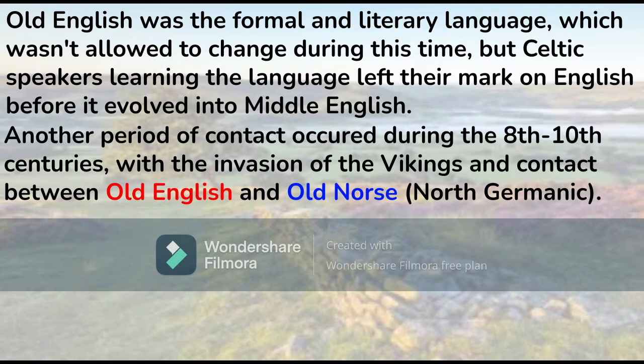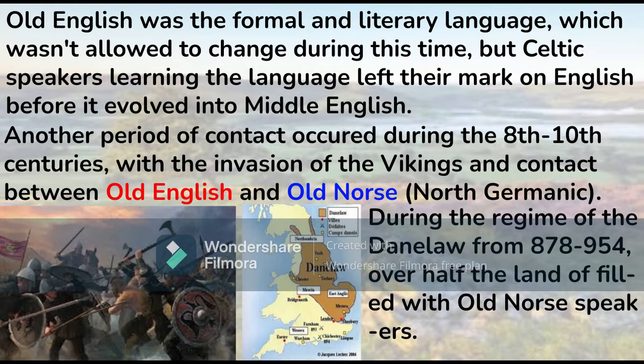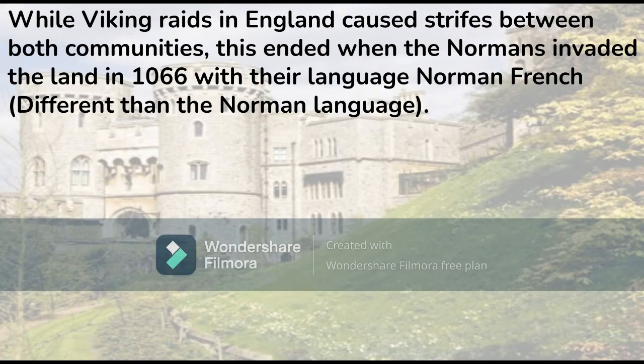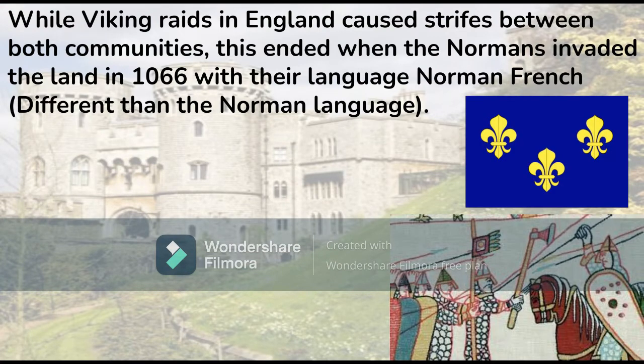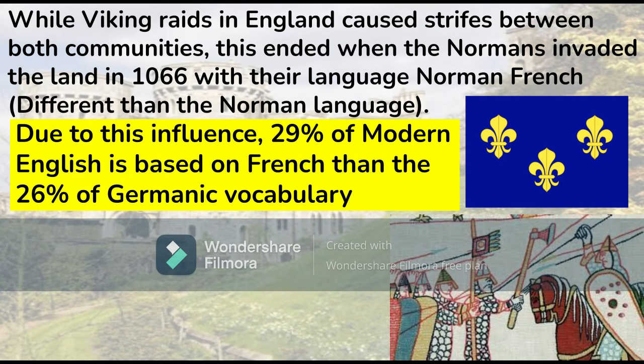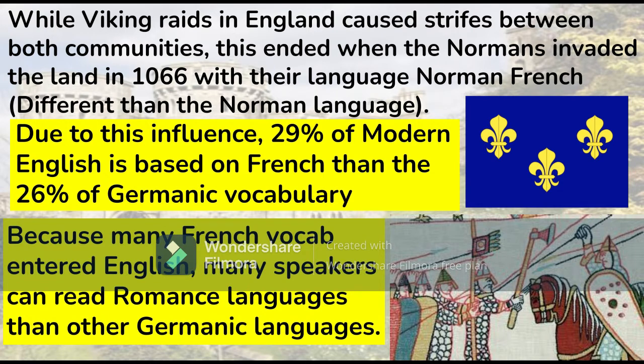Another period of contact occurred during the 8th to 10th centuries, with the invasion of the Vikings and contact between Old English and their language, Old Norse. During the regime of the Danelaw from 878 to 954, over half the land was filled with Old Norse speakers. But while Viking raids in England caused strife between both communities, this ended when the Normans invaded the land in 1066 with their language, Norman French, which is different from the Norman language. Because of this influence, 29% of modern English is based on French vocabulary, compared to the already 26% of Germanic vocabulary. Because of this French vocab entering English, many English speakers will be able to recognize more Romance languages than other Germanic languages.